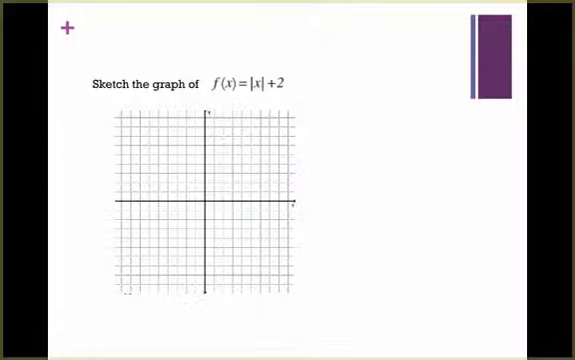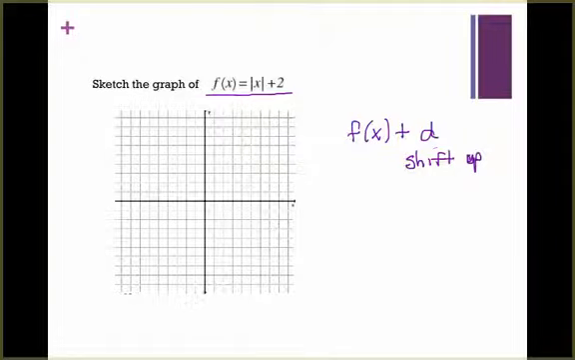Now let's take a moment and sketch some other functions that are just transformations of the absolute value of x. So if we wanted to graph y equals the absolute value of x plus 2, we talked about earlier in the last section that if we have f of x plus a number d, that number on the end is going to be how much we shift up. So we're going to take our graph of y equals the absolute value of x, which we know is our V, and we're just going to shift it up 2 places and then sketch the graph from there.